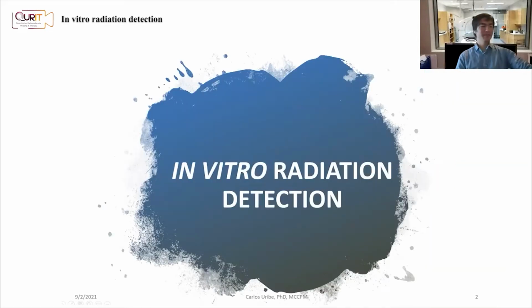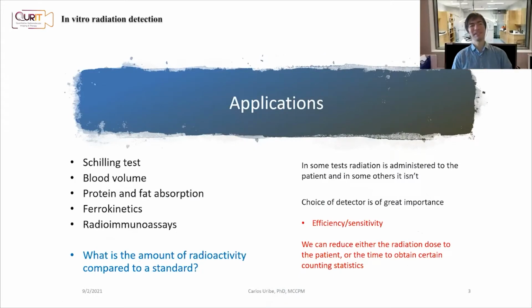So when we do in vitro detection, it has multiple applications in nuclear medicine, and I give some examples here on the left. Schilling test, which deals with measuring, I think it's vitamin B12 on a patient, or the blood volume. We can measure protein and fat absorption, the ferrokinetics. They're also doing immunoassays. And we can start asking questions like, what is the amount of radioactivity compared to a standard solution? In some of these tests, radiation is administered to the patient, and in some others, it isn't.